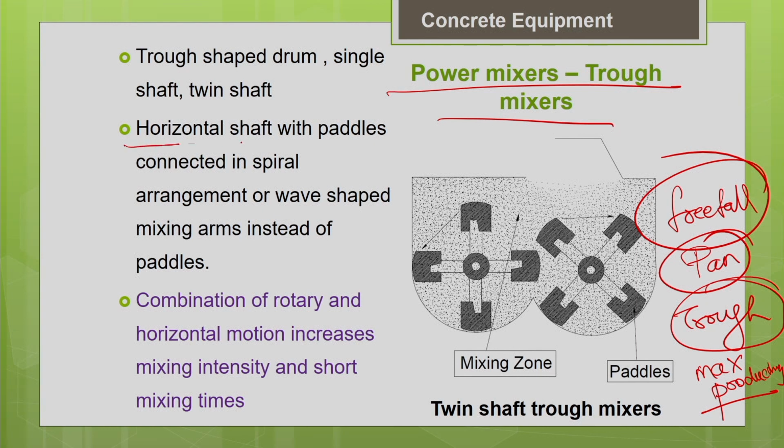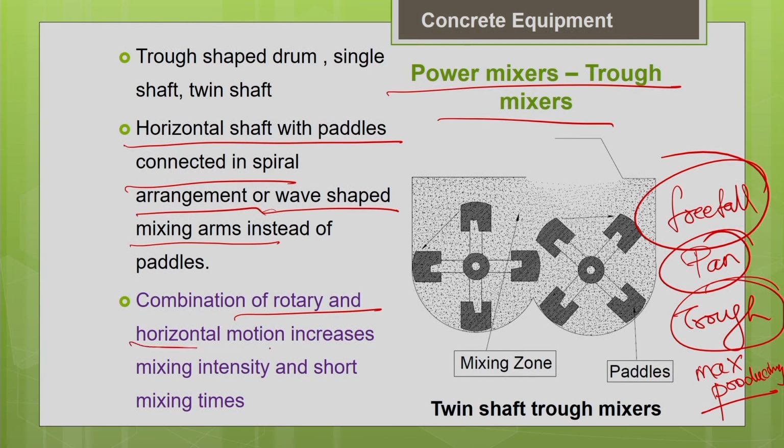So, you have a horizontal shaft with paddles connected in a spiral arrangement. The paddles will be arranged in a spiral manner. I will show you a video, there you will understand better. Instead of paddles you can also have wave shaped mixing arms. As I told you, there is a combination of rotary as well as horizontal motion, which increases the mixing intensity, and it results in shorter mixing time when compared to other types of mixer machines.